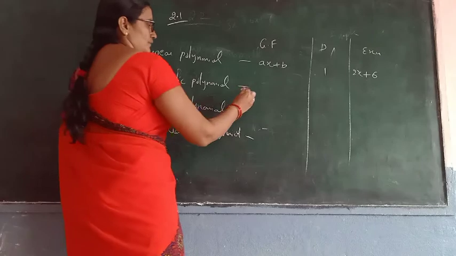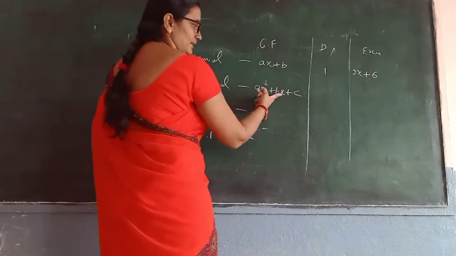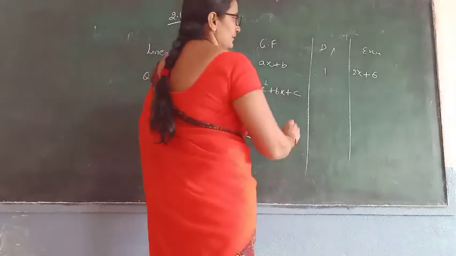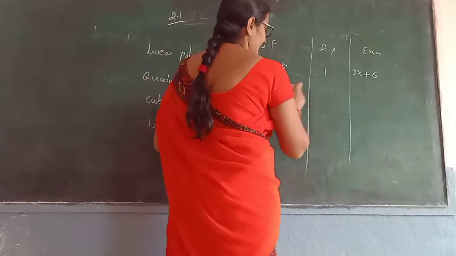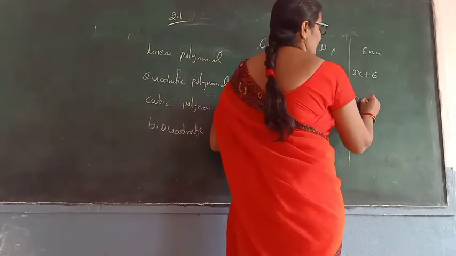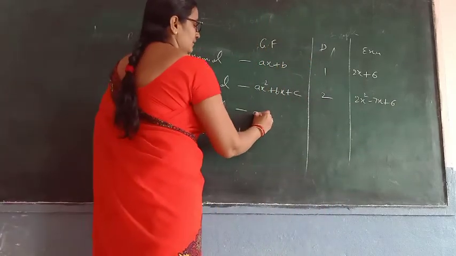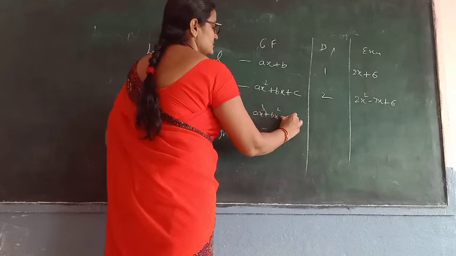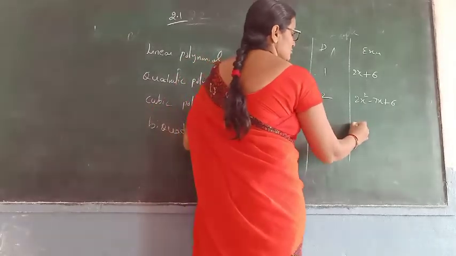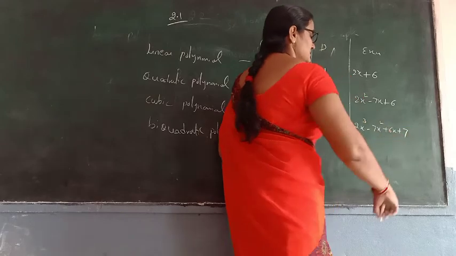Next, quadratic. What is the general form of quadratic polynomial? ax square plus bx plus c. Now, in one variable polynomials only. So this is the general form of quadratic polynomial. What is the degree? 2, the highest power. Example, 2x square minus 7x plus 6. Next, cubic polynomial: ax cube plus bx square plus cx plus d. What is the degree? 3. Example, 7x cube plus 6x square plus 7.